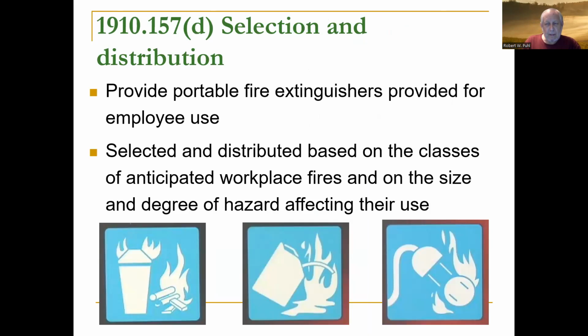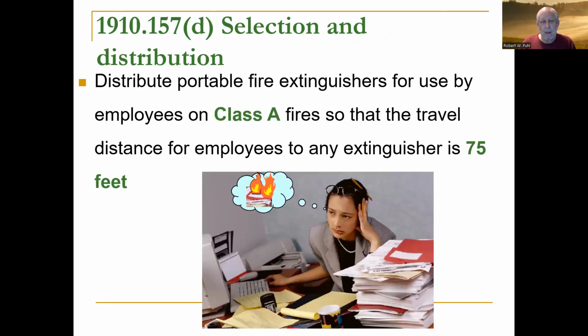Now this is D that they talked about before. Portable fire extinguishers provided for employee use shall be selected and distributed based on the classes of anticipated workplace fires and on the size and degree of hazard affecting their use. Distribute portable fire extinguishers for use by employees on Class A fires so that the travel distance for employees to any extinguisher is 75 feet.